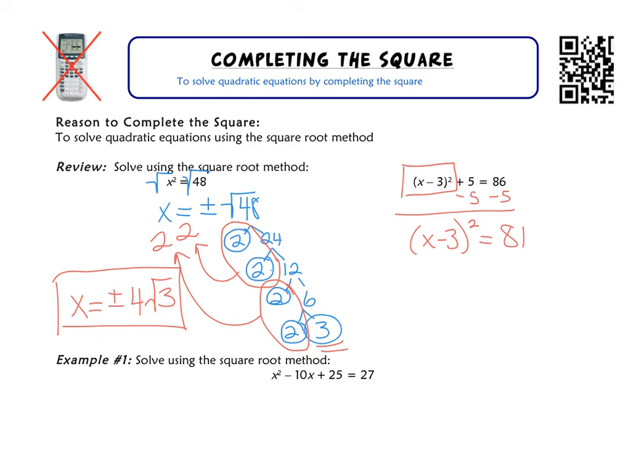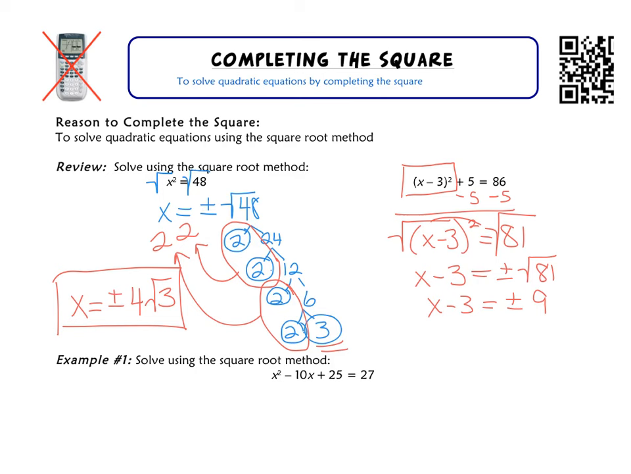Now that I've isolated my squared term, I take the square root of both sides. Squaring and square rooting undo each other, so on the left I'm left with x minus 3 equals plus or minus the square root of 81. Hopefully you see that 81 is a perfect square, so I have x minus 3 equals plus or minus 9.